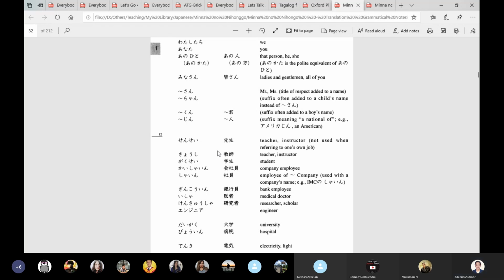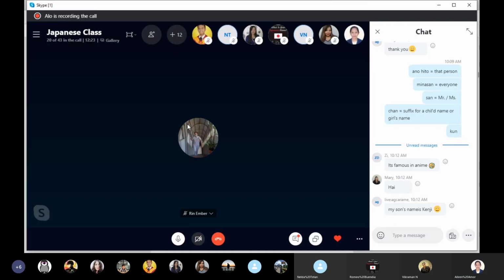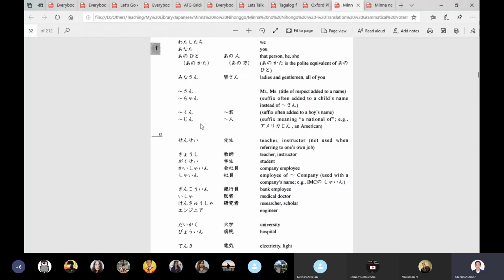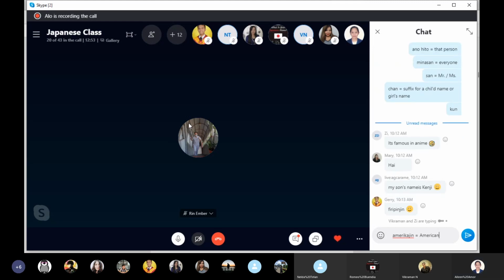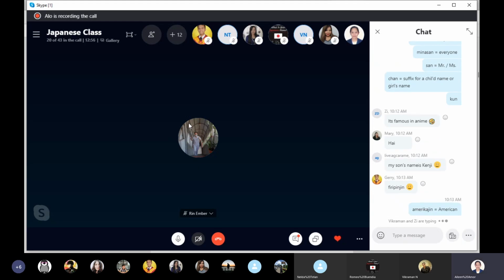And then the next would be jin. This is read as jin. This means person. So for jin, this is a suffix that we add to, let's say, a country's name to mean nationality. An example would be America jin. So America jin means American. You call a person who lives in America or who's from America an America jin.